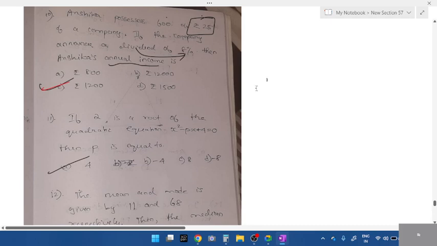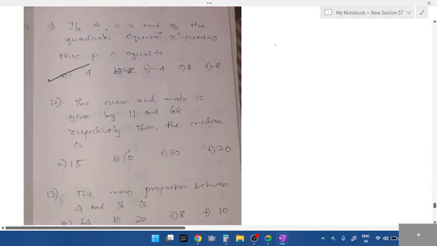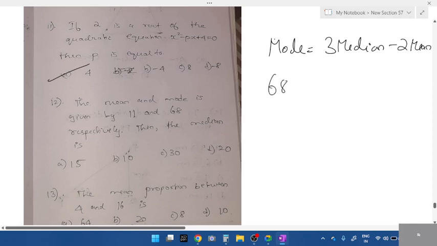Next one. The mean and mode is given. I had given a formula where mean, mode, and median is given. What's the formula? Mode is equal to 3 into median minus 2 into mean. Make a note of this. This is the formula. What are the values? The mean and mode value is given. So mode value is 68. 3 into median as it is. Minus. Mean value is 11.